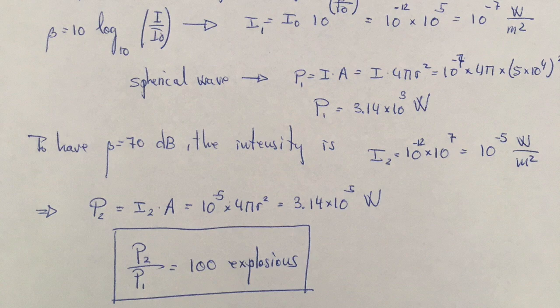Now, to have 70 dBs at the same distance, the intensity, which I will call I sub 2, is 10 to the power of negative 12 times 10 to the power of 7, which is 10 to the power of negative 5 watts per square meter. So the power P2 is I2 times A, which gives 3.14 times 10 to the power of 5 watts, which happens to be 100 times greater than P1. So I need 100 explosions simultaneously and at the same place to go from 50 dBs to 70 dBs.